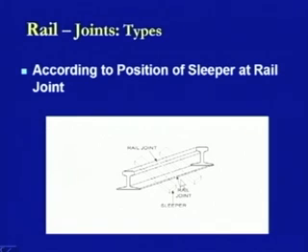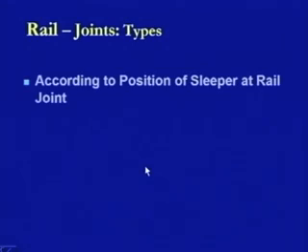The only support which is available at this point is the ballast or the cushion, which is being provided as a packing on the sides of the sleepers or below the sleepers. So, that is why the load is directly coming to the ballast cushion here. So, this is what is a suspended joint.